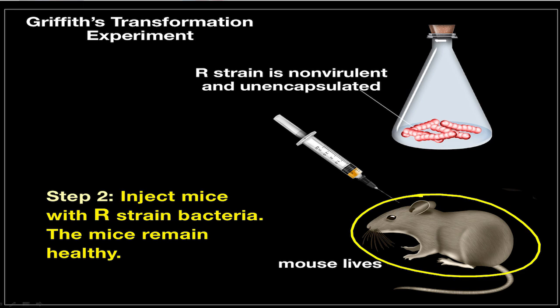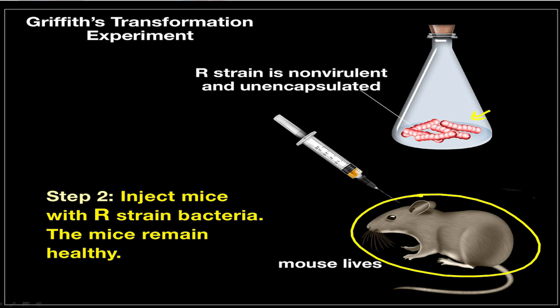If you do a similar experiment with the rough strain and inject that, the mouse is okay. It's fine. So the bottom line at this point, and you can see here that these bacteria don't have the capsule, which is really the reason why. So you've got this S strain with a capsule that causes illness. You get this R strain without a capsule that doesn't cause illness. So far, it's not that complicated.